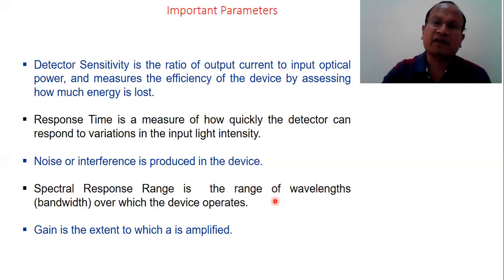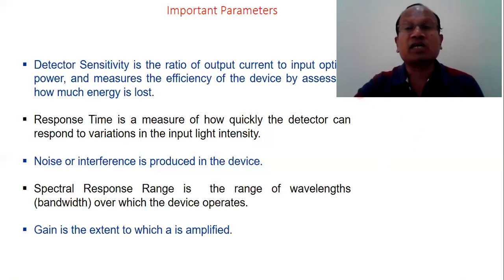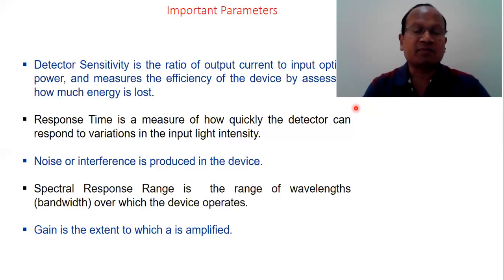That is, what is the range of frequencies? Because once we have the wavelength, we can easily calculate the frequency since we know the velocity of light. So we can also say that the range of wavelength means the range of bandwidth. What range of frequencies present in the signal is responding, producing a significant output in the optical detector at the receiving end. So this is another parameter.